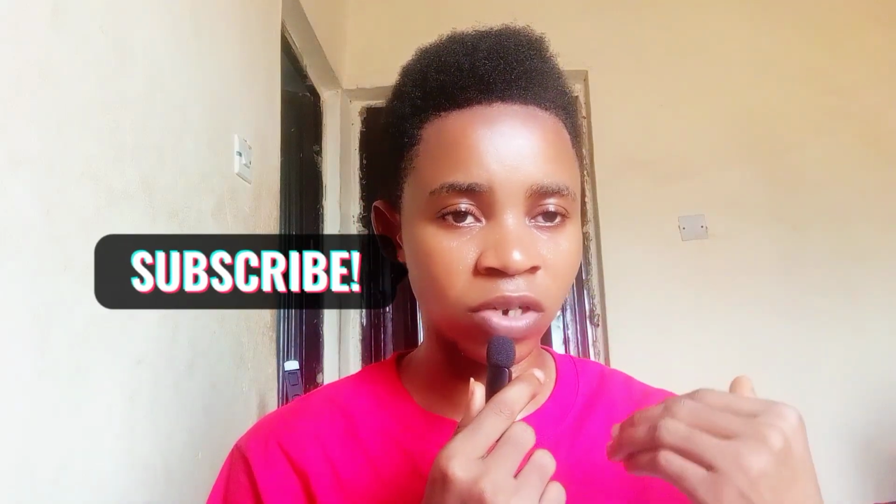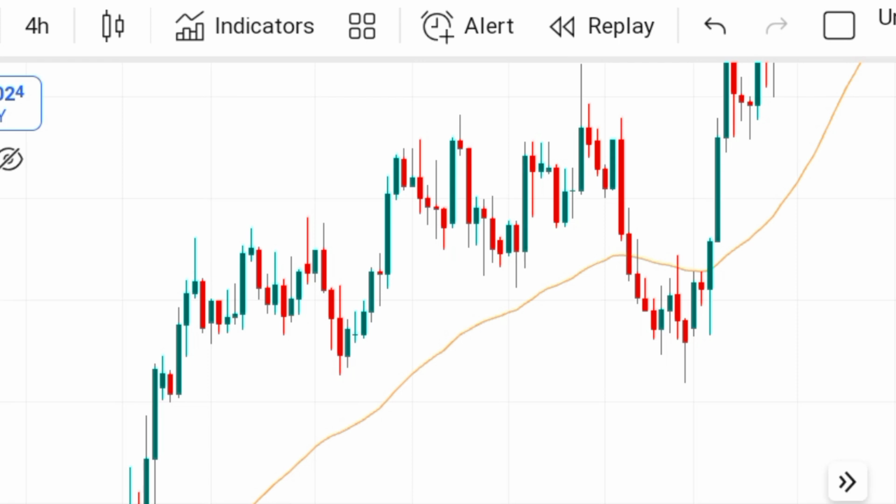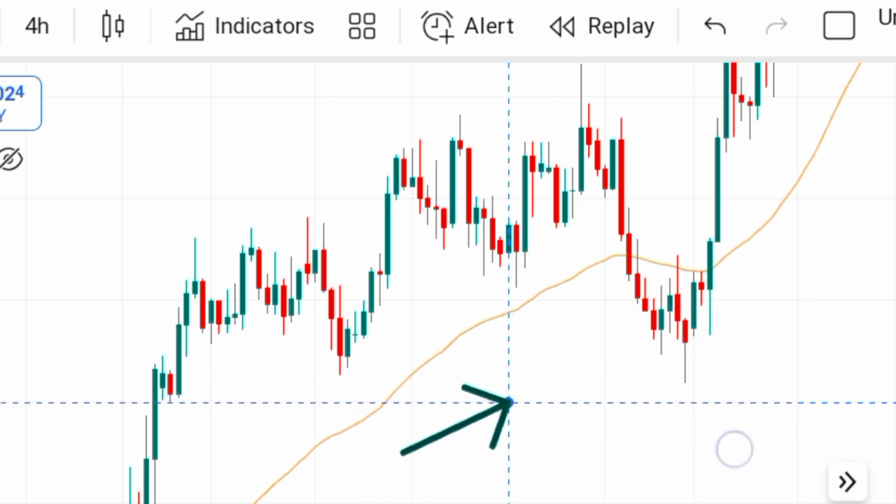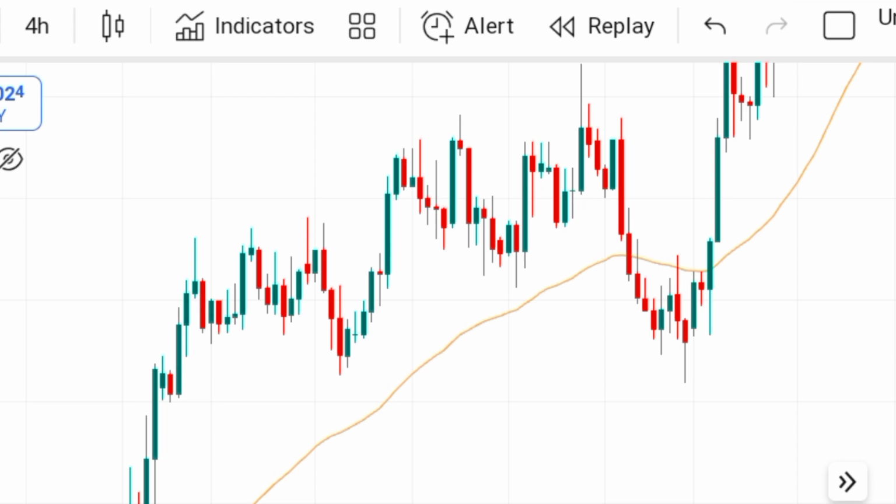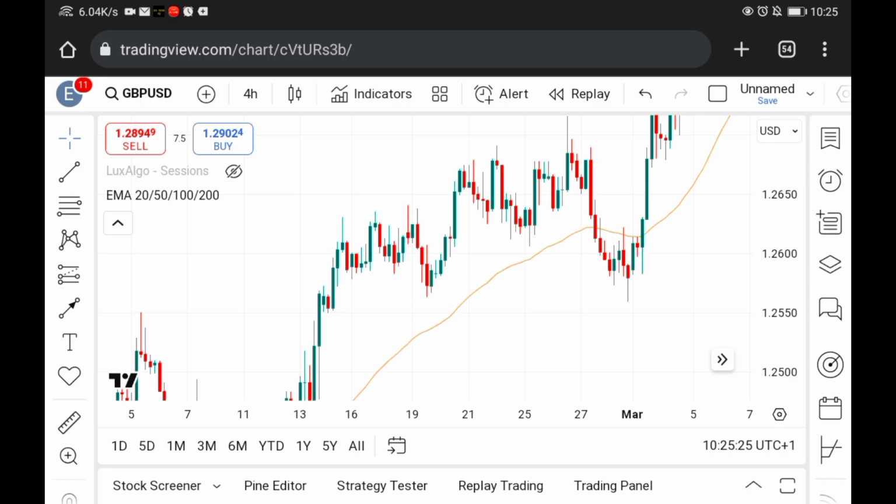So let's get straight to the chart. So right now I'm on the GBPUSD chart, H4. Before we do anything, we have to look out for the trend of the market. Our trend of this market now is bullish. Even if you can see the moving average here is supporting the market, so the trend is bullish. So the only thing we are going to be looking at is for us to wait to check the liquidity.